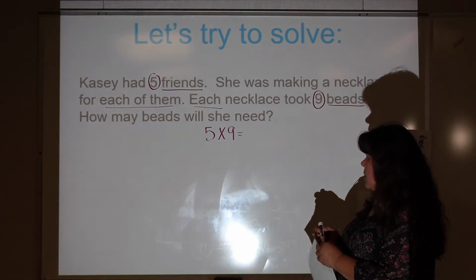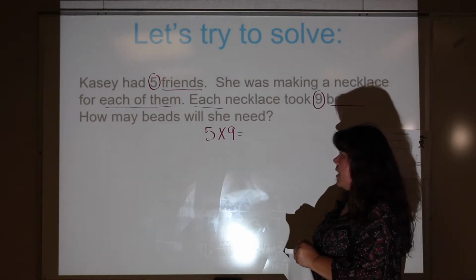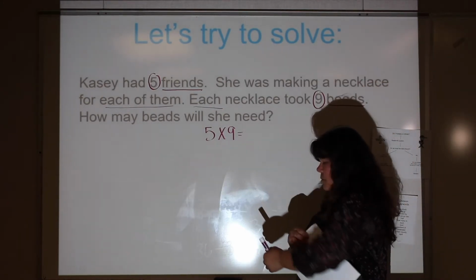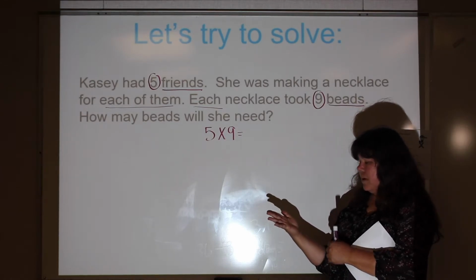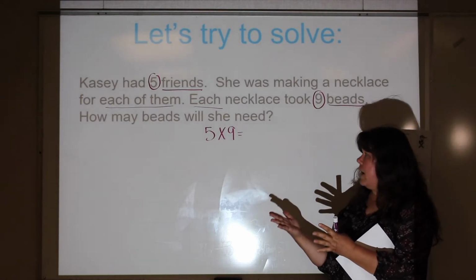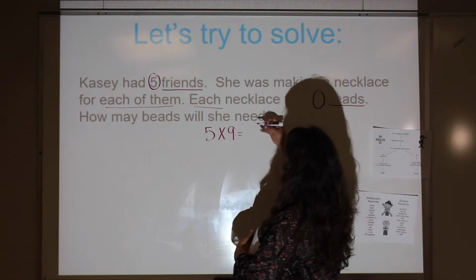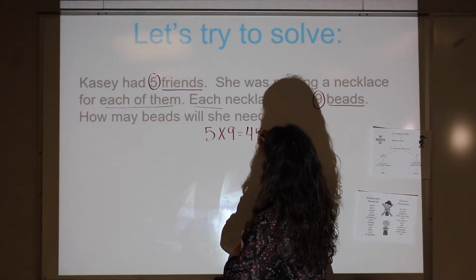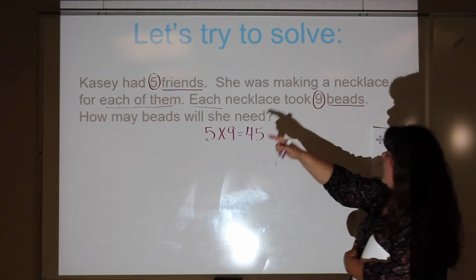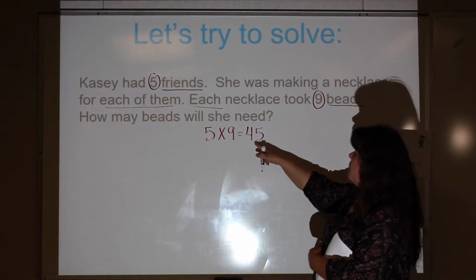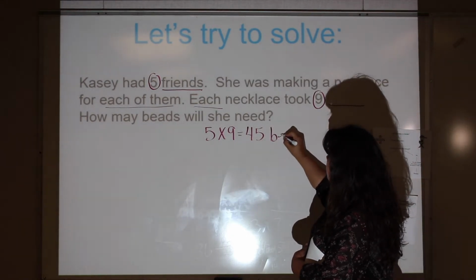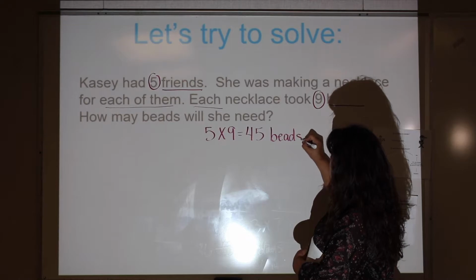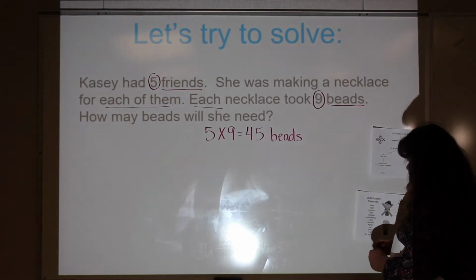I'm going to do some skip counting so I can count by 5s. I'm just going to do it on my fingers real quick. 5, 10, 15, 20, 25, 30, 35, 40, 45. I can skip count by 5s. So 45. Go back to our question. How many beads will she need? I'm going to need 45 beads to help me out with this question. All right.